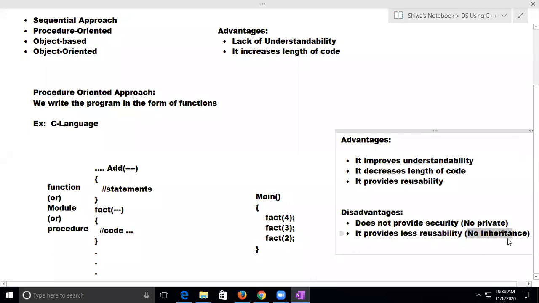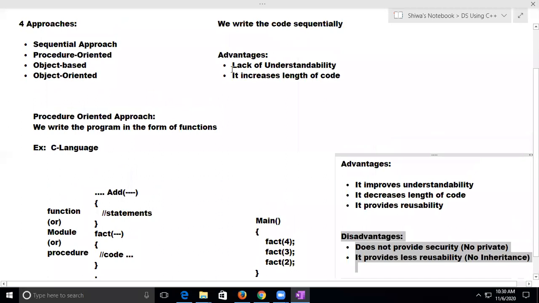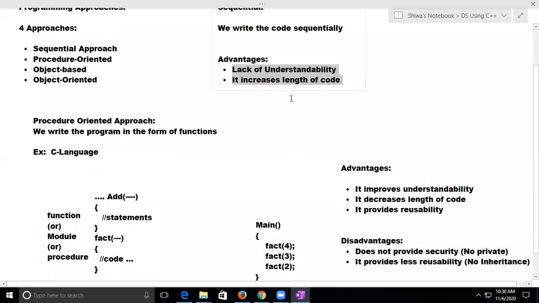The inheritance concept is not there. The main purpose of inheritance is reusability, and it does not provide security. Data is public in the C language. There is no private keyword. So these are the drawbacks of the procedure oriented approach. I hope you understood. The sequential approach has drawbacks: less understandability, and it increases the length of code. So to avoid the drawbacks of the sequential approach, they introduced this.